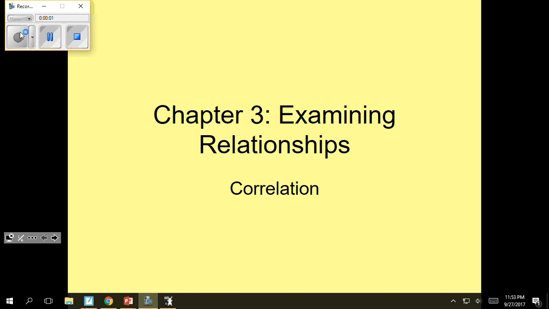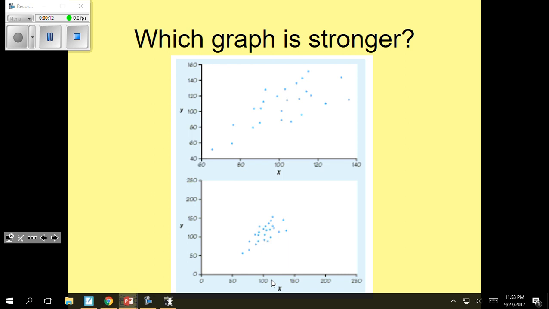So continuing a discussion on bivariate data, we're going to talk about correlation. And first we can look at a graph like this. Which graph has stronger form? The direction on both of them is positive, but which graph would you say has stronger form? The top one or the bottom one?